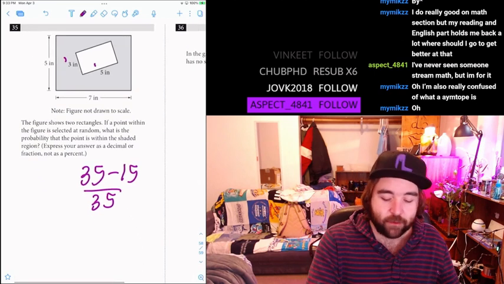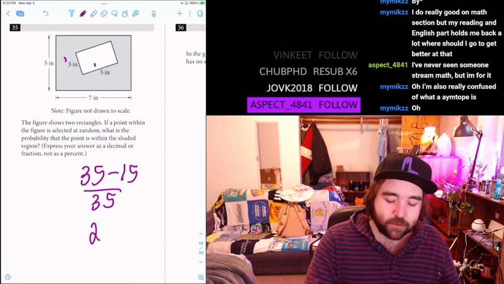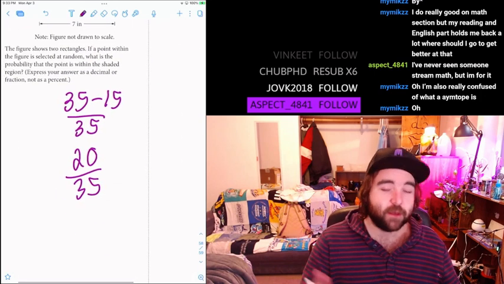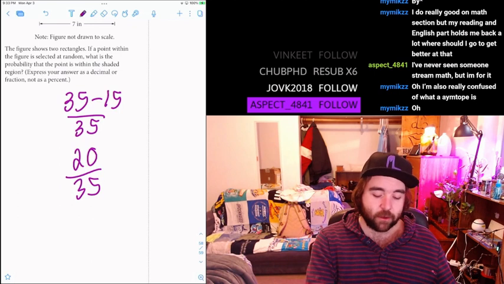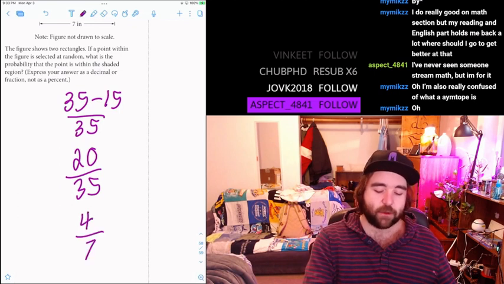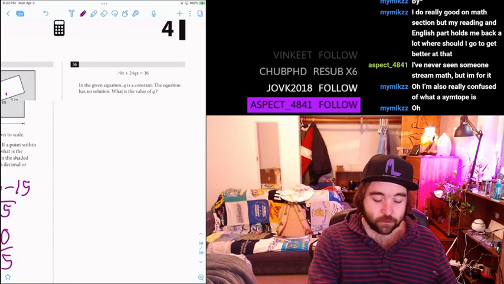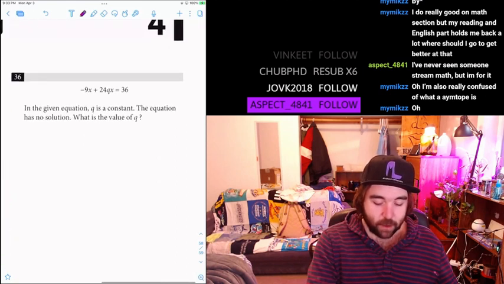So the area of the shaded region is the big region minus the small region. So 20 out of the big region, 35. You can't grid that. You do have to simplify, cancel out the 5, 4 out of 7. There we go.